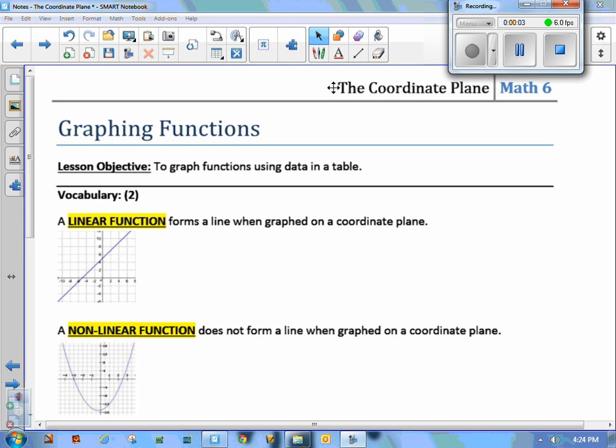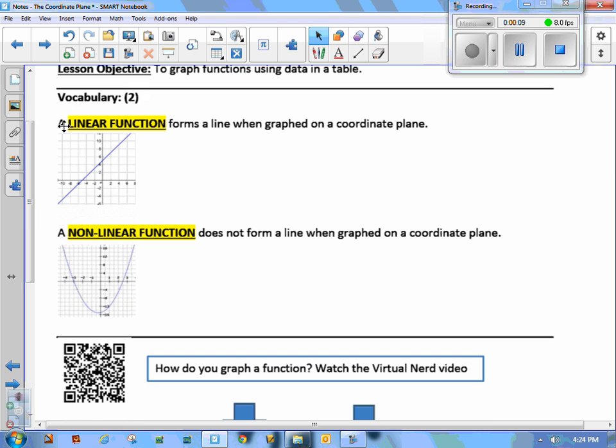Unit 7, the coordinate plane, Lesson 4, graphing functions. We have two vocabulary words, a linear function and a nonlinear function. A linear function forms a line when graphed on a coordinate plane, and a nonlinear function does not form a line when you graph it on a coordinate plane.